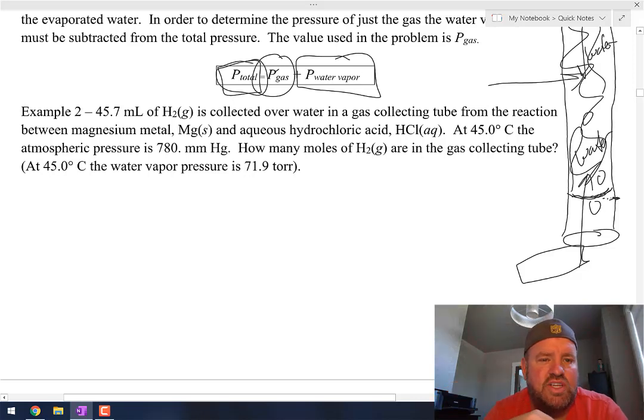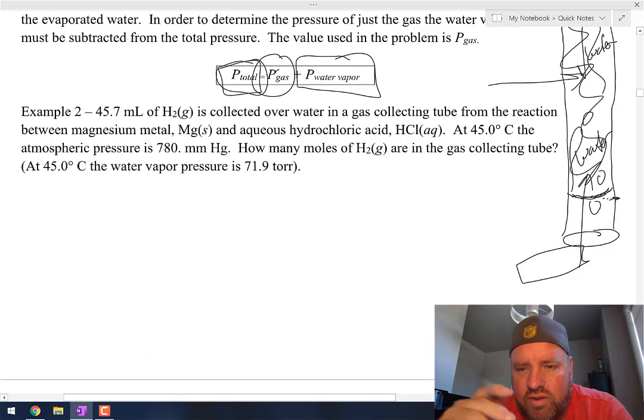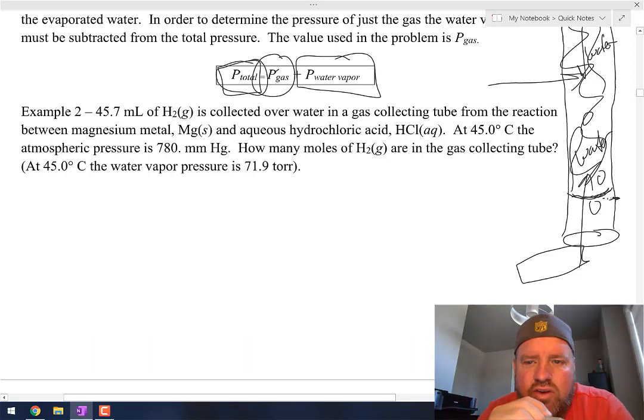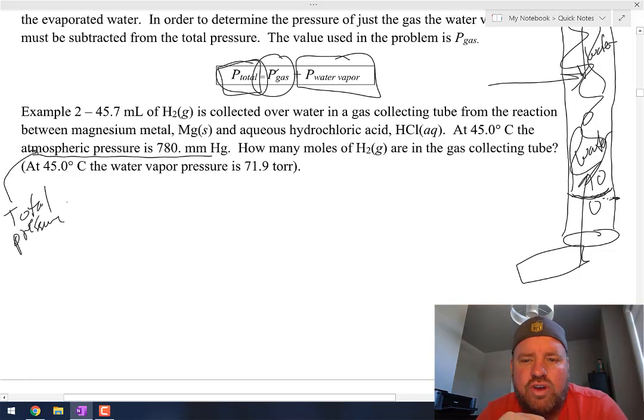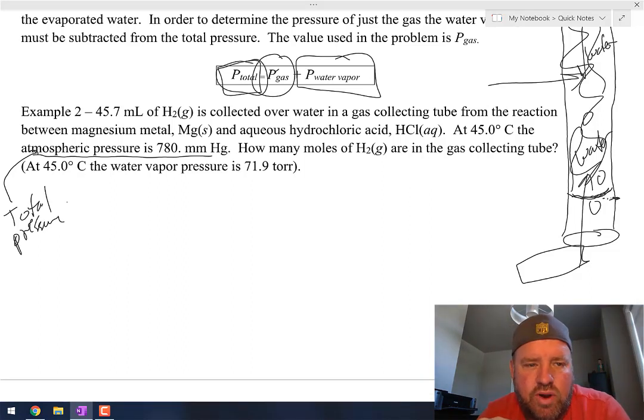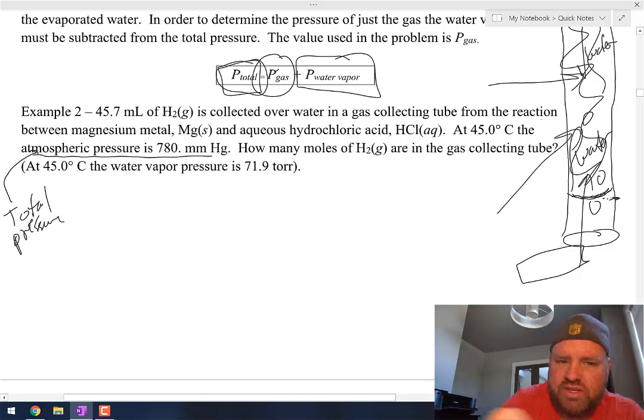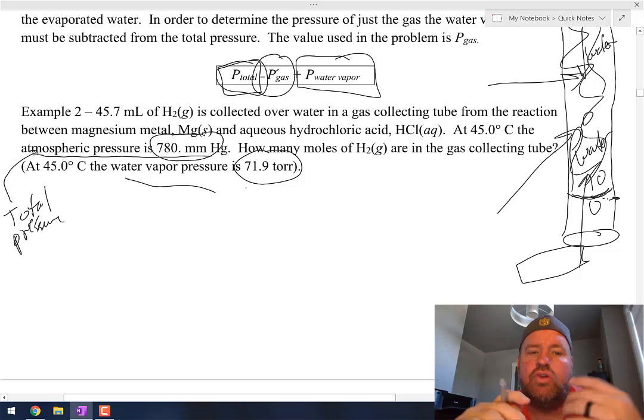Okay, so it says 45.7 milliliters of hydrogen is collected over water in a gas collecting tube from the reaction between magnesium and hydrochloric acid. At 45 degrees Celsius, the pressure is 780. So when they say atmospheric pressure, that's referring to the total pressure, okay? Total pressure. How many moles of hydrogen are in the gas collecting tube? At 45 degrees Celsius, the water vapor pressure is 71.9. So if the total pressure inside that tube is 780 and 71.9 of that is due to water vapor, then whatever's left has to be due to the hydrogen.